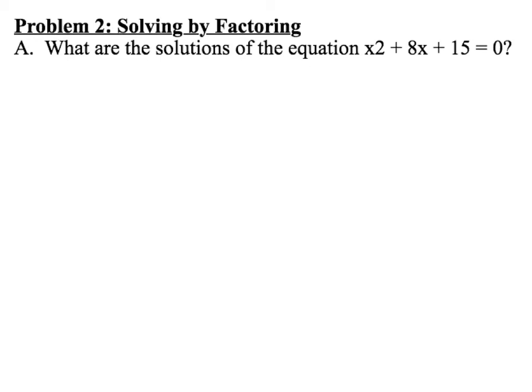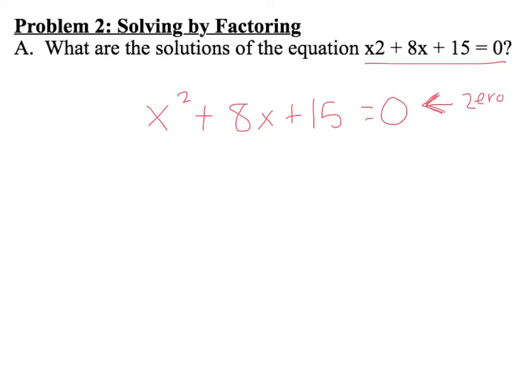So next we're going to solve by factoring. I'm going to rewrite our equation. So x squared plus 8x plus 15 equals 0. And just like with the quadratic formula, it has to equal 0 before we can factor.